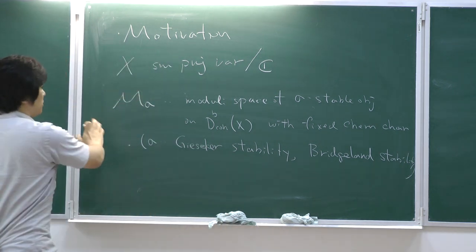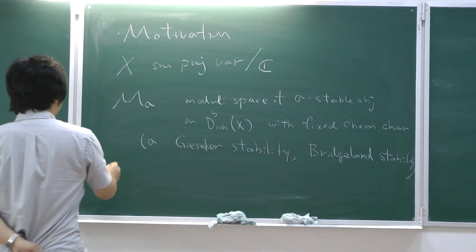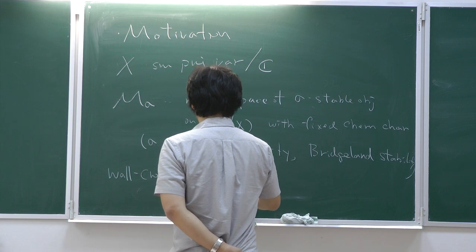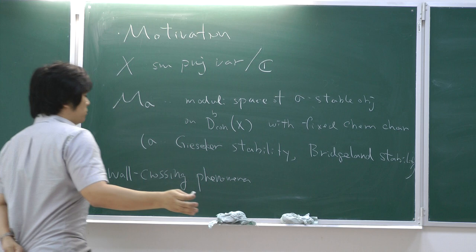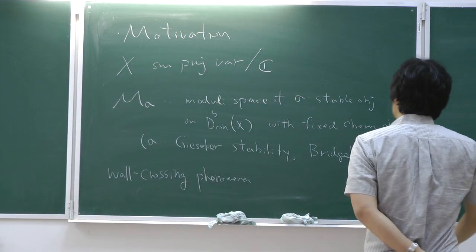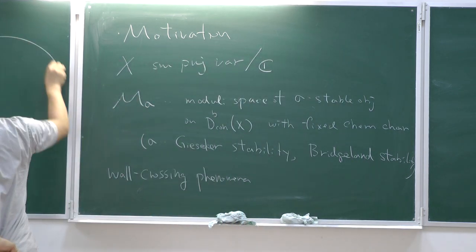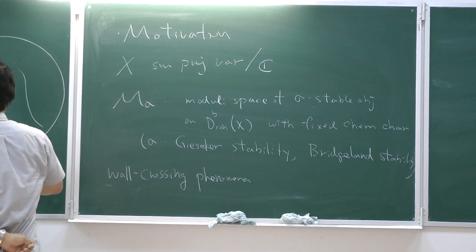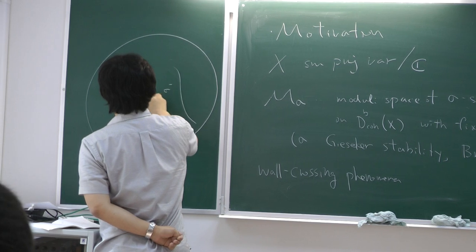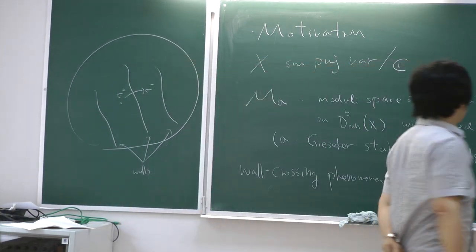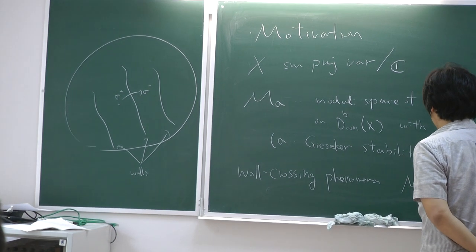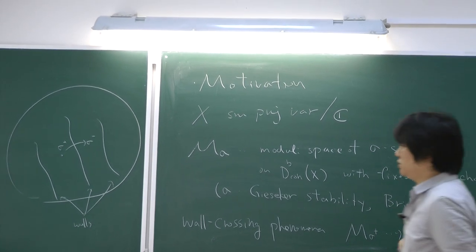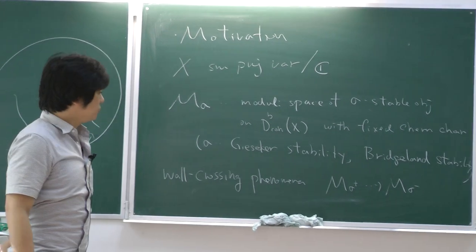So in general, this moduli space depends on the choice of sigma and there is a wall-crossing phenomenon. For example, if you consider the space of Bridgeland stability conditions, it forms a complex manifold. And there is a wall and chamber structure on the space of stability conditions such that there are certain walls. If a stability condition crosses a wall, then this moduli space may change. So it is interesting to see how the geometry of these moduli spaces changes under wall crossing of stability conditions.